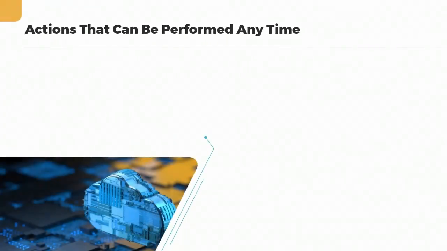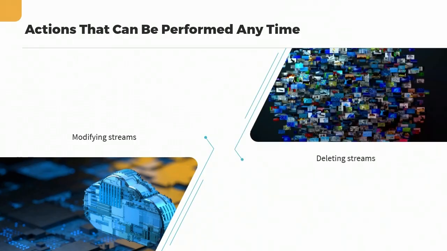A couple more operations that we can do at any time is we can modify the stream. So any changes that we make take effect immediately on the stream itself. And we can also delete the stream. So after we're not using it anymore, obviously removing it from the Google Cloud Datastream service is the right way to go.